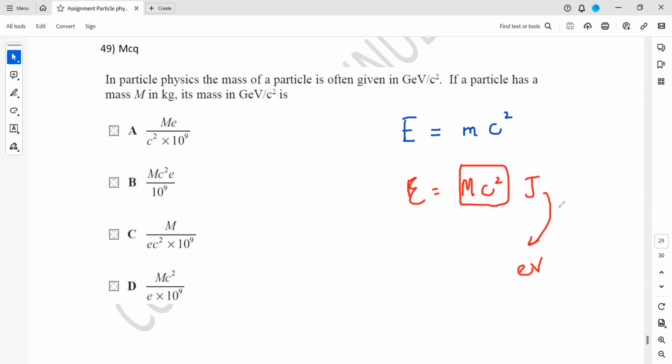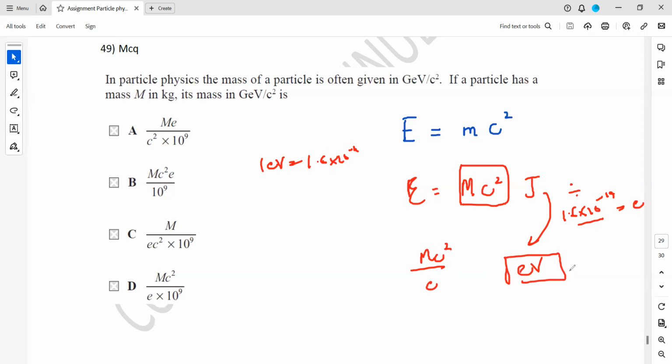One electron volt is equal to 1.6 times 10 to the power minus 19 joules. So we do not multiply, we divide, because we want to convert joules into electron volts. So we divide by 1.6 times 10 to the power minus 19, which is also known as the charge of the electron, and we get mc squared over e. Now this answer is in electron volt. We want to convert electron volt into giga electron volt.